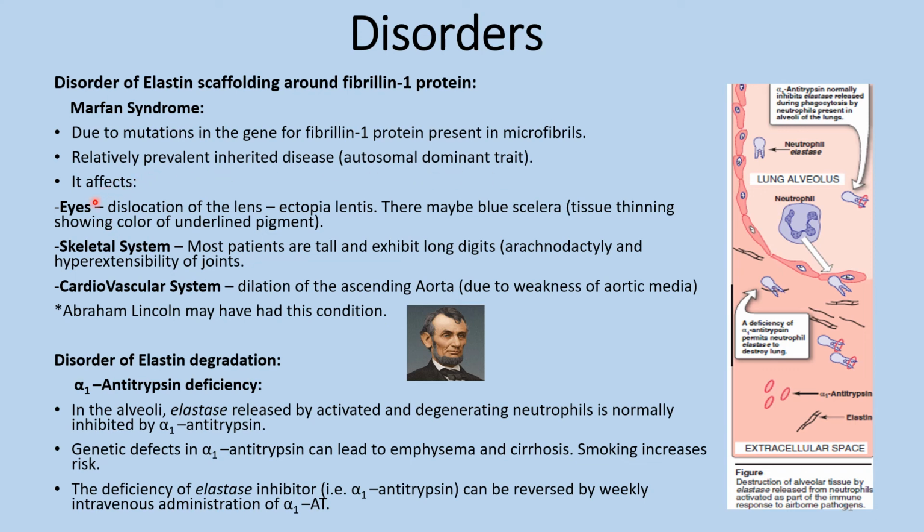It affects the eyes. Dislocation of lens is there, ectopia lentis. There may be blue sclera. Skeletal systems show patients are tall and exhibit long digits, arachnodactyly, and hyperextensibility of joints.